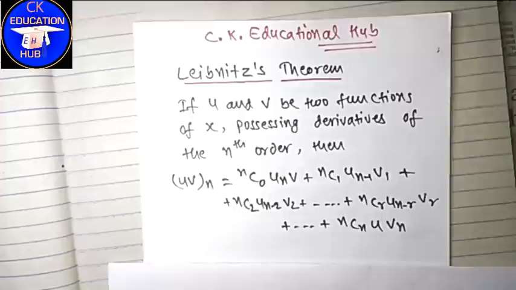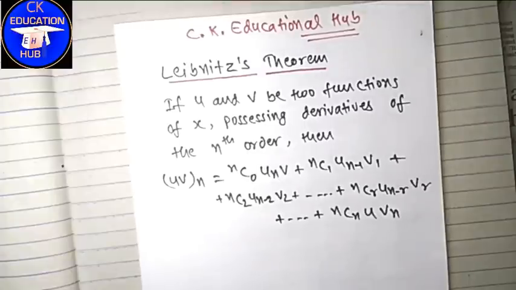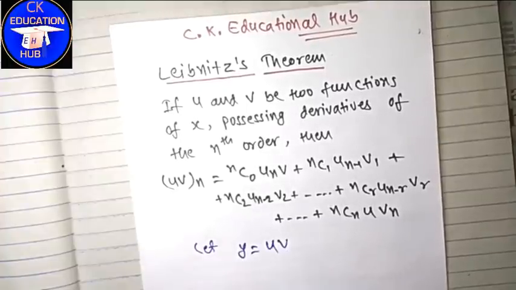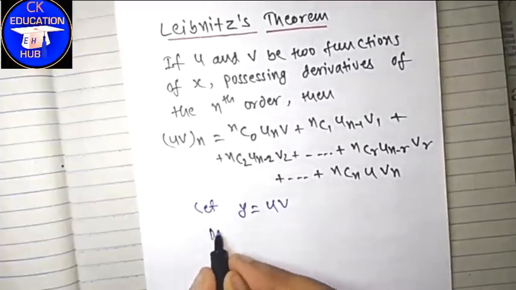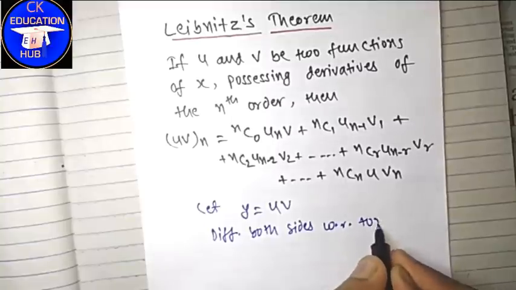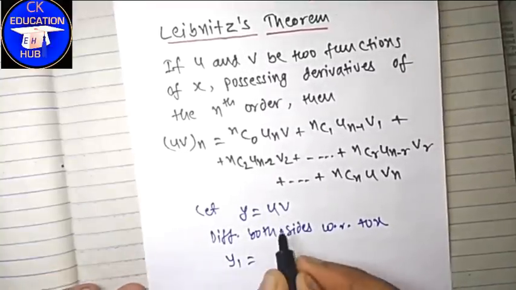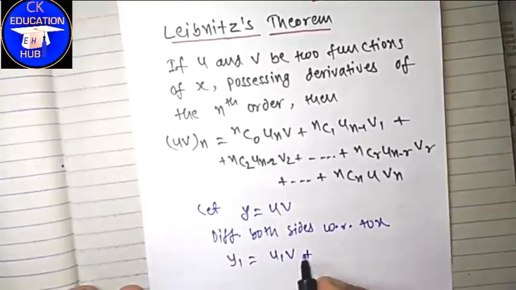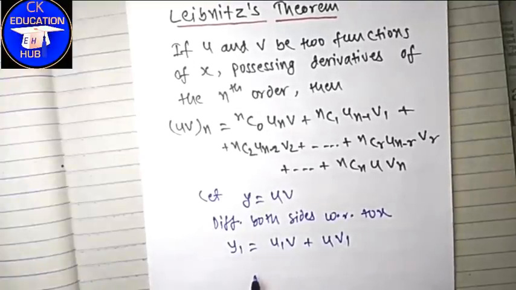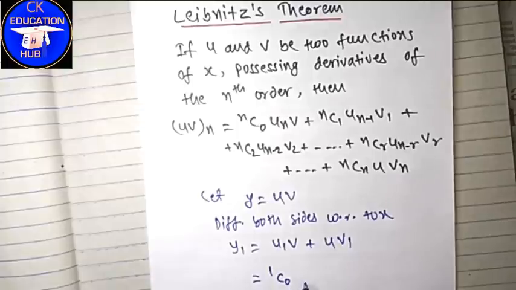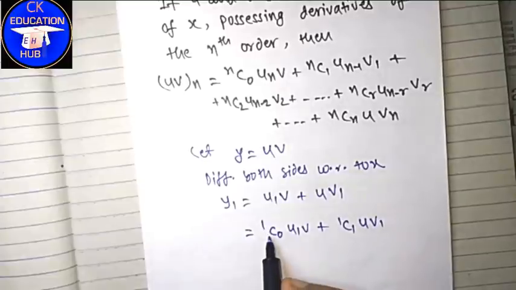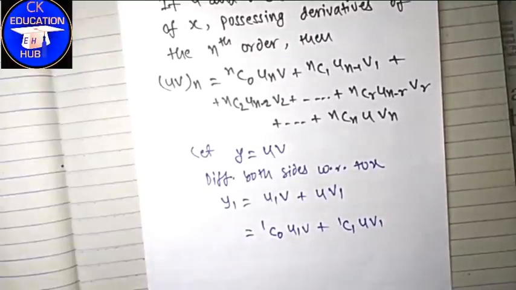Okay, now we will prove this theorem by the principle of mathematical induction. So first let us suppose y is equal to u into v. Now differentiate both sides with respect to x. So y1 is equal to u1 v plus u v1 by product rule. Here we can write it like 1C0 u1 v plus 1C1 u v1, as we know that 1C0 is equal to 1 and 1C1 is also equal to 1.